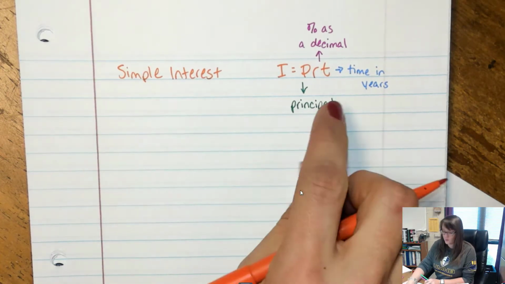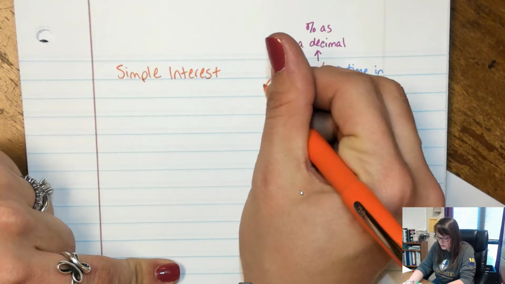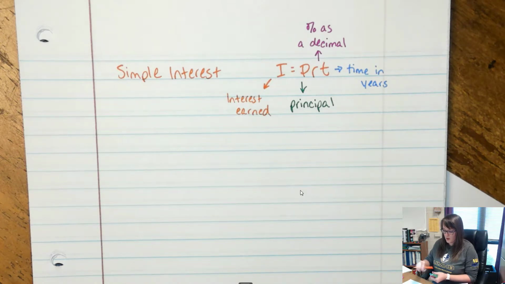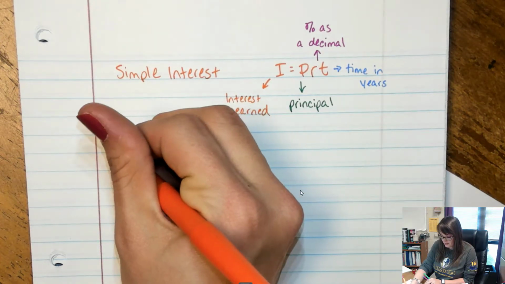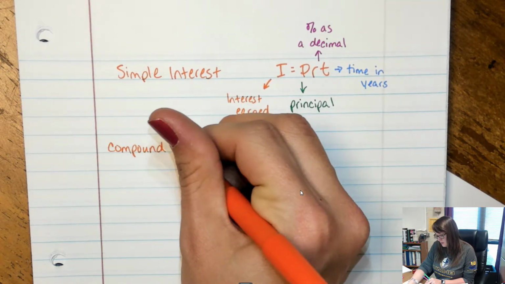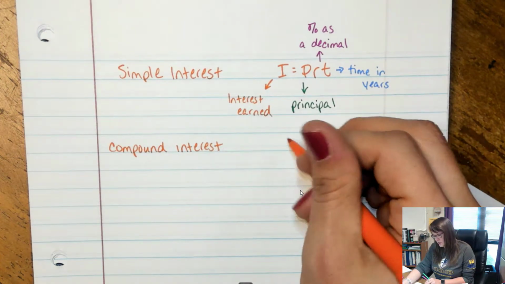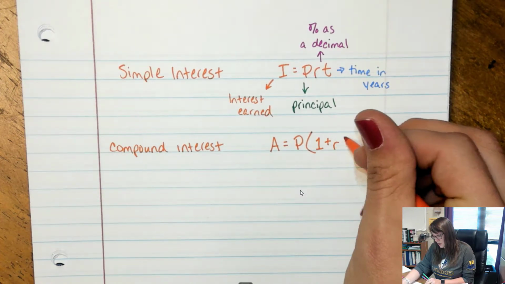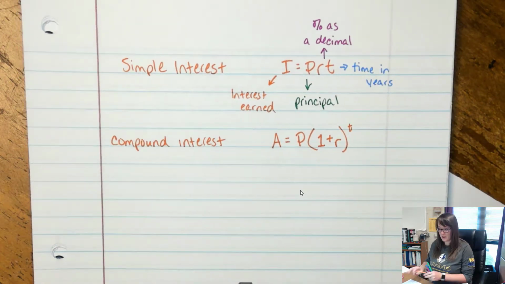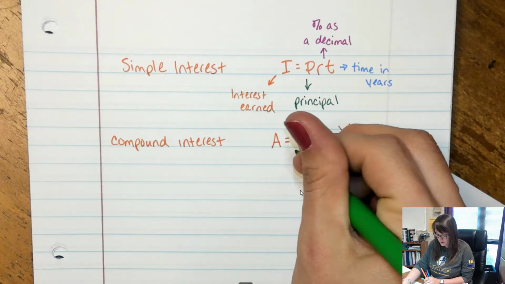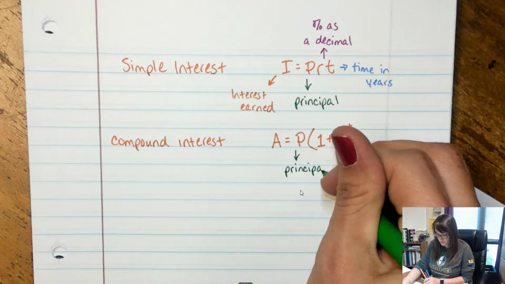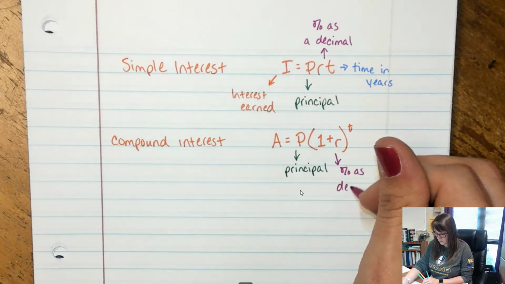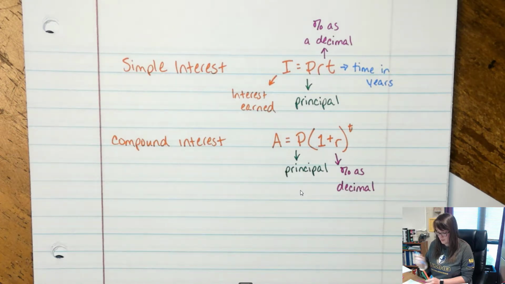Compound interest, back up. This will tell you how much interest earned. Compound interest, the formula is not very fun, especially doing it by hand. Compound interest is A equals P(1 plus R) to the T. Everything means the same. So P is still principal. R is still the percentage rate as a decimal. And T is still time in years.